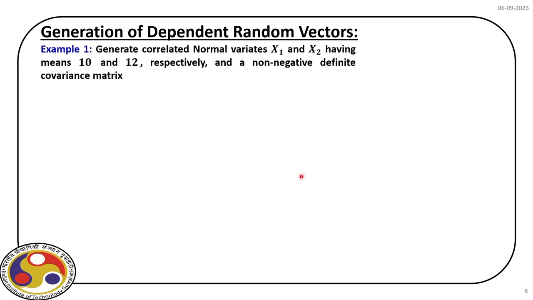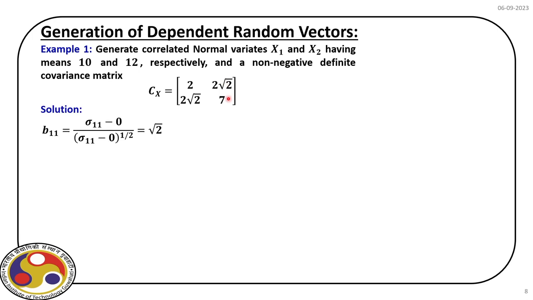So let us take an example. We have two variables x1 and x2. They are correlated and they are following normal distributions. Their means are 10 and 12. And the covariance matrix you can see on your screen. So this is the covariance matrix between these two variables. What we wish to do is generate samples of x1 and x2.